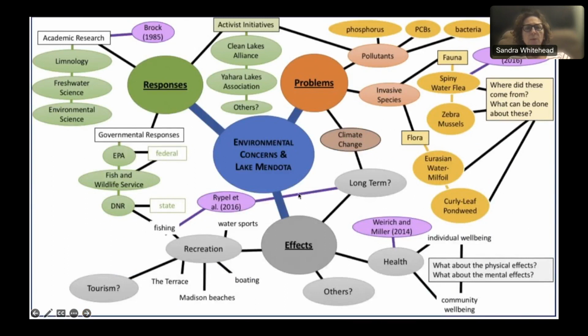Here's an example. This is the Wisconsin lake concerns example that I was describing. And you can see here's the main idea in the middle. Here are the responses to the problem, the reactions, the effects, and then what happened afterwards. And this is this person's mind map of what they want to do their paper on.